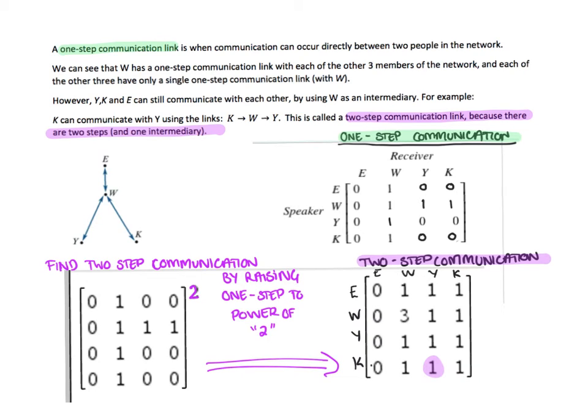The way you can find two-step communication is you just get the one-step matrix and you raise it to the power of 2. So that's why we talked about powers before. So we raise it to the power of 2 and we end up with this matrix down here. So what it's telling me, we're going to look at this one. Kimmy to Yummy, there is one option of two steps communication.